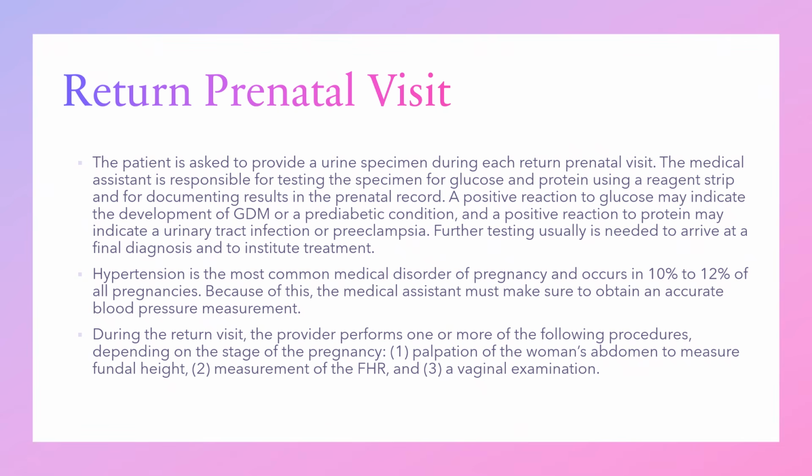The patient is asked to provide a urine specimen during each return prenatal visit. The medical assistant is responsible for testing this for glucose and protein using a reagent strip and documenting the results in the record. A positive reaction to glucose can indicate the development of gestational diabetes or a pre-diabetic condition, and a positive reaction to protein may indicate a urinary tract infection or preeclampsia. Further testing usually is needed to arrive at a final diagnosis and to institute treatment.